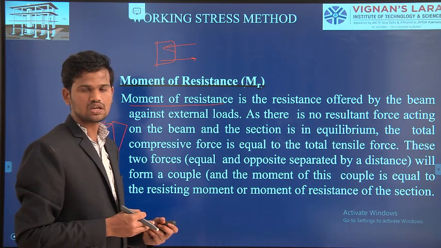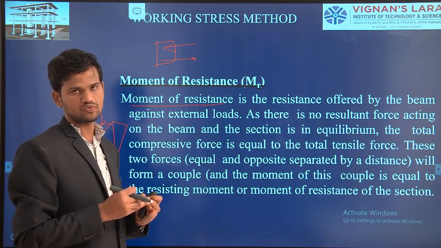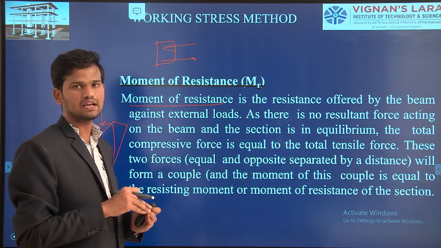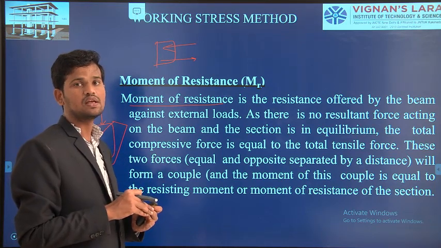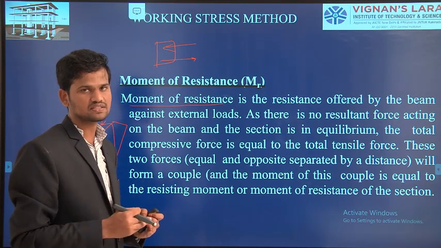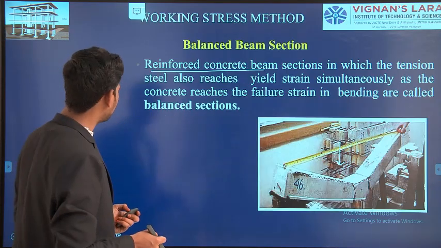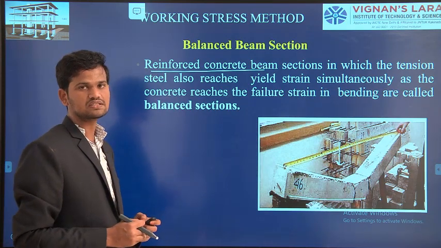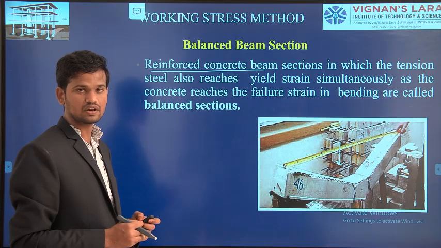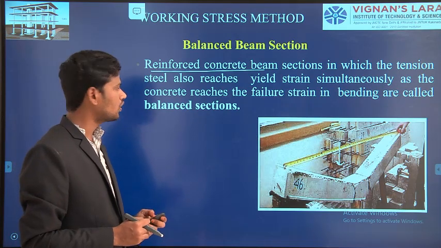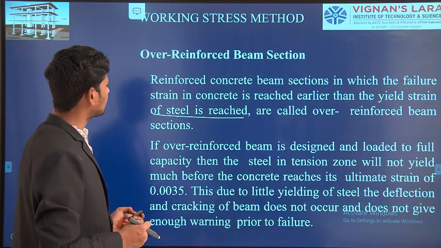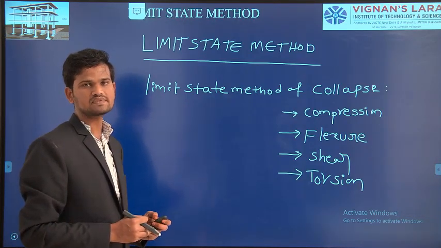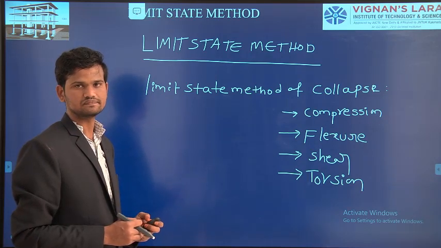In moment of resistance, due to equal and opposite forces, it forms a couple. Due to this couple, a moment may be generated in the beam due to the external loading condition. Based on this moment, how we have to design the structural members will also be discussed, as well as what is meant by a balanced beam section, an under reinforced section, and an over reinforced section. In a later class, we will discuss the limit state method of collapse under flexural condition. Thank you.